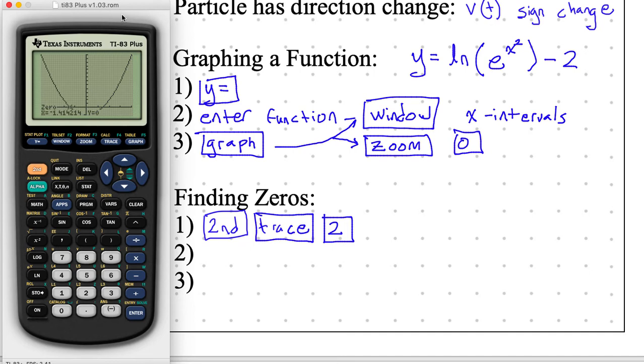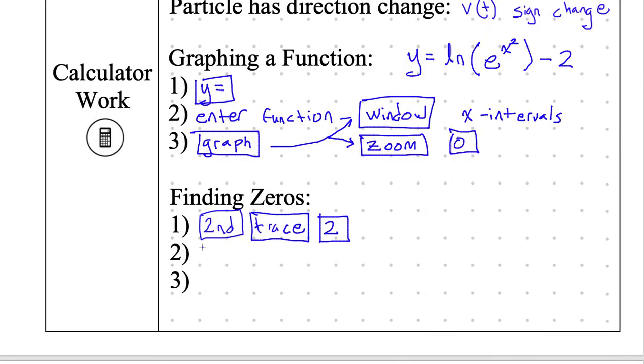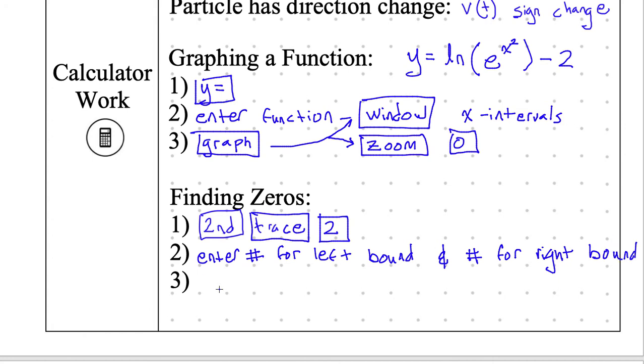So, how do we write that down in our notes? Come back over here. So, I'll say enter number for left bound and number for right bound. And then enter any number in between. Done. That's the process. Enter any number in between.